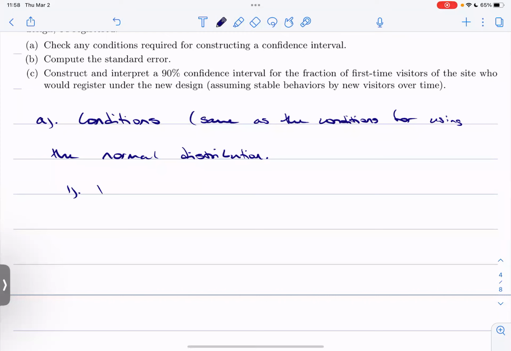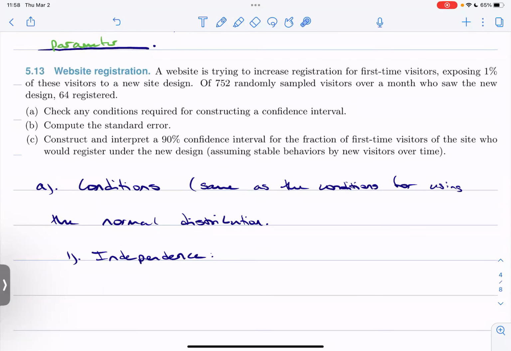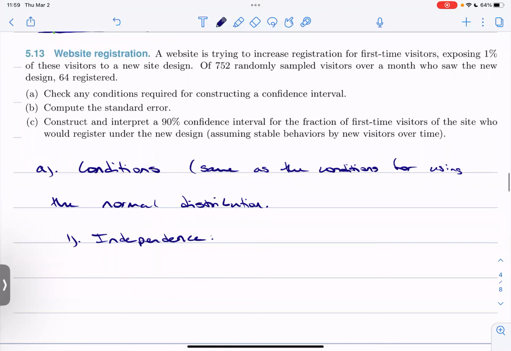So the first condition is independence. It says that it was randomly sampled visitors. So visitors were randomly sampled, right? And so we can assume independence. Even if it didn't say, we would have to say, I assume that these visitors were randomly sampled so that we can assume independence, right? So either way, it's all the same. Okay, so visitors were randomly sampled.